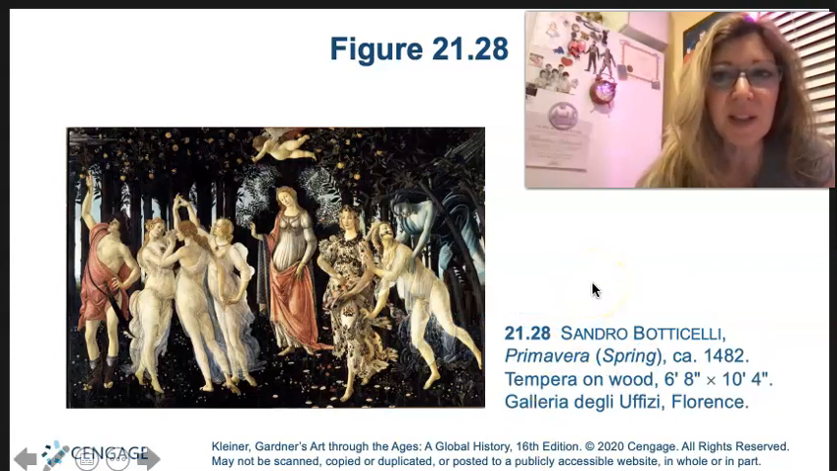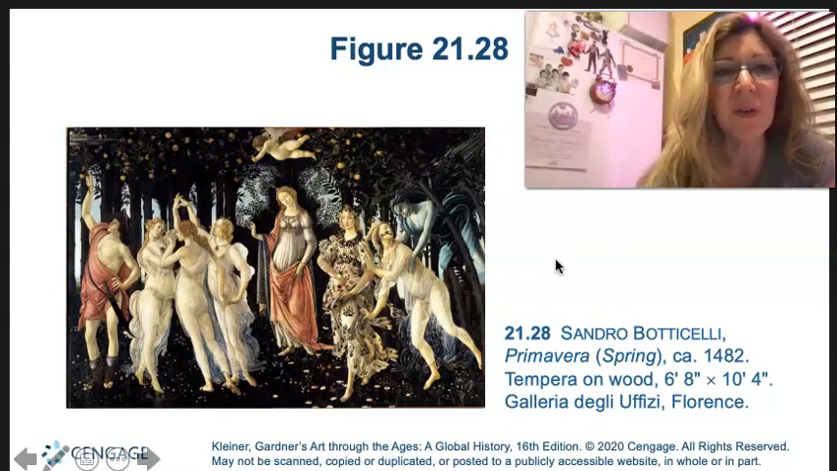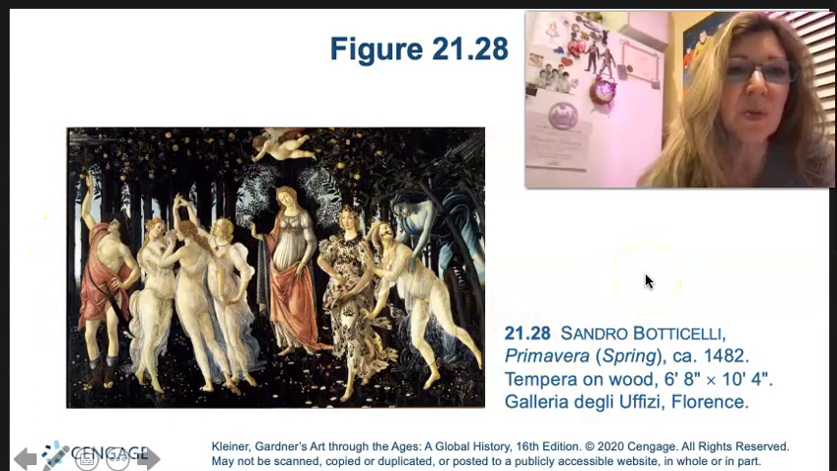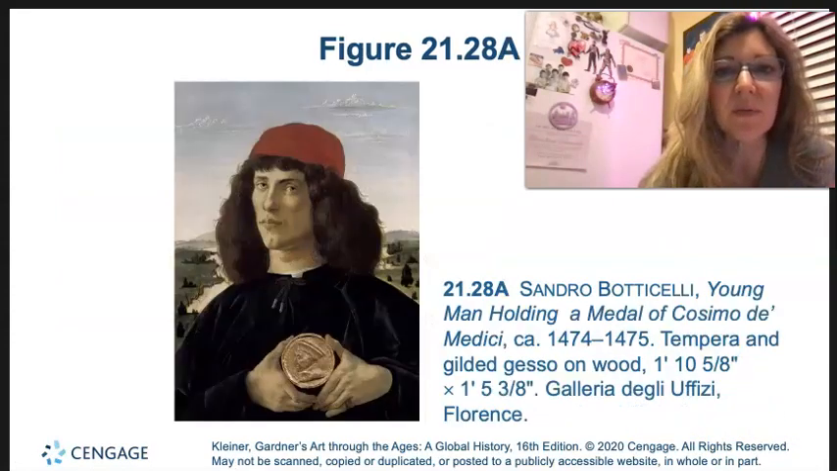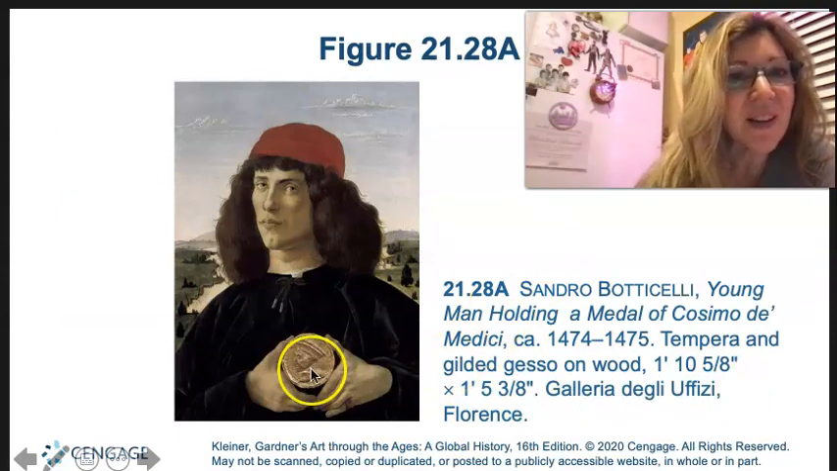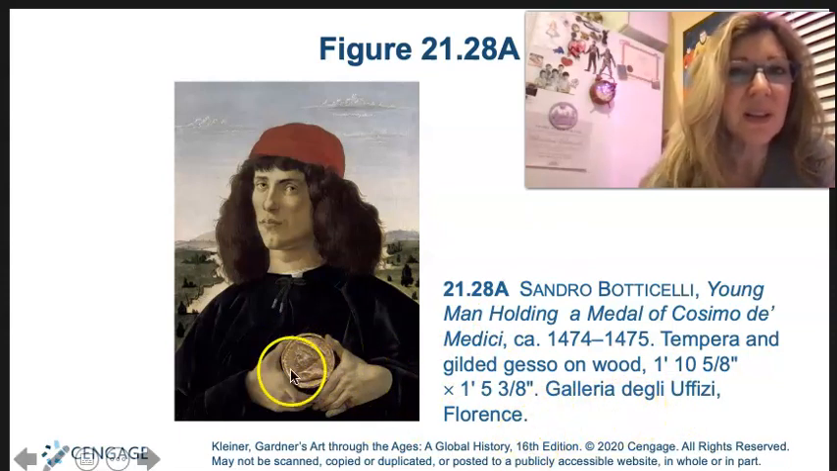And this is a Botticelli. Okay, so Botticelli, remember, he's the one who painted the Birth of Venus at the beginning of this slideshow that we know very well. And again, his figures often look like dancers. Okay, so this one's called Primavera, which means spring. And he is a Florentine artist. So important notes. Here's Botticelli painting a young man holding a medal of, of course, one of the Medicis. Tempera and gilded gesso on wood. I know which part is the gilded.